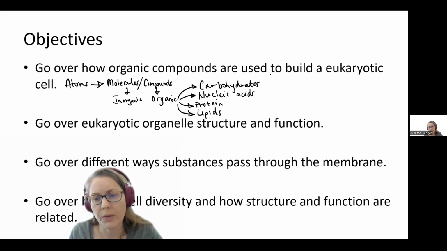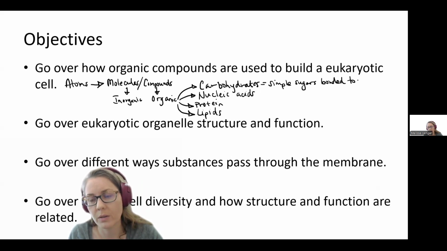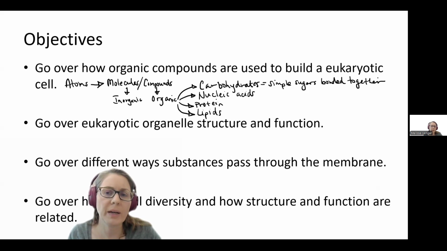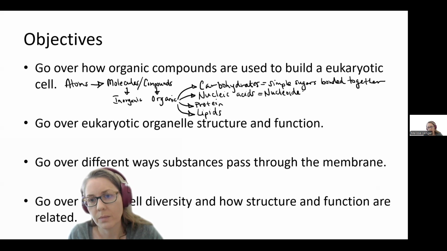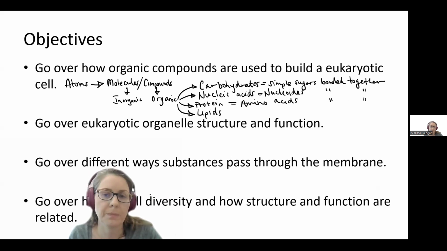So if you want to make sure you know what the subunit is, carbohydrates are made up of simple sugars, let's say bonded together. So you don't think carbohydrates equal simple sugars. It is, but it isn't. Okay. Nucleic acids, you have nucleotides. And then I'm going to do this double thing here. That means whatever's above it goes below it. So nucleotides bonded together. Proteins. Proteins are amino acids, again, bonded together.